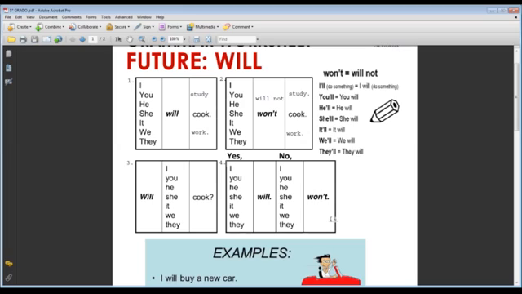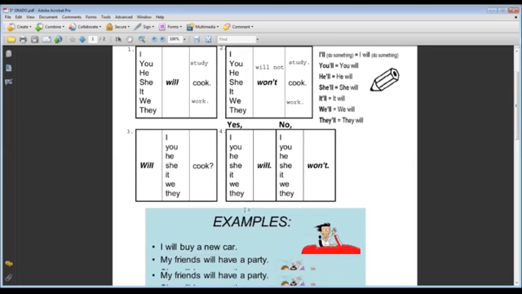Okay? For example, will you travel to Madrid? Affirmative answer, yes, I will. Negative answer, no, I won't. Listen. Will you make a cake for my birthday? Affirmative answer, yes, I will. Negative answer, no, I won't. Now, we have some examples.